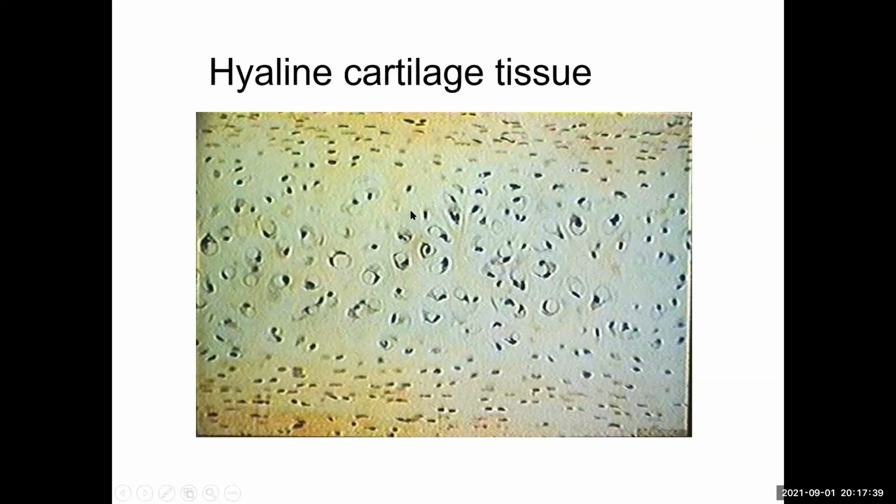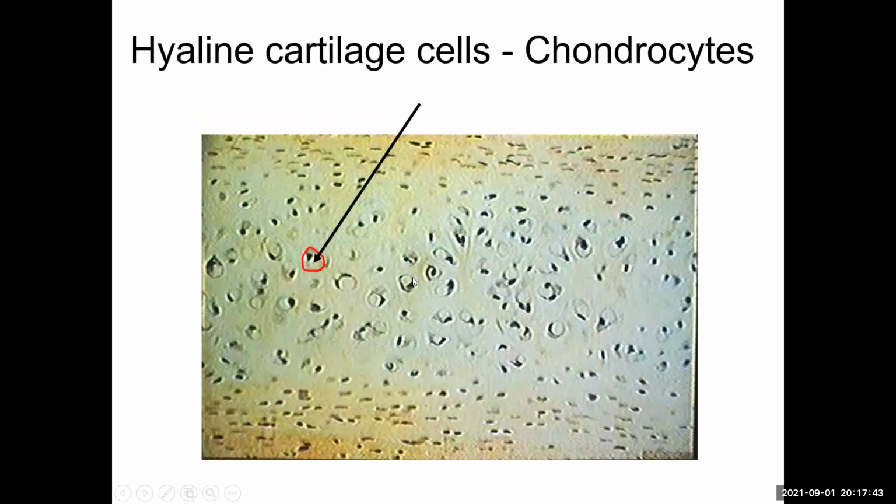Okay, hyaline cartilage, the predominant cell type is going to be the chondrocyte. So where this arrow is pointing inside this red circle, that's the chondrocyte cell. That's the cell that makes the cartilage matrix, makes the collagen, okay? Helps to make the ground substance too.